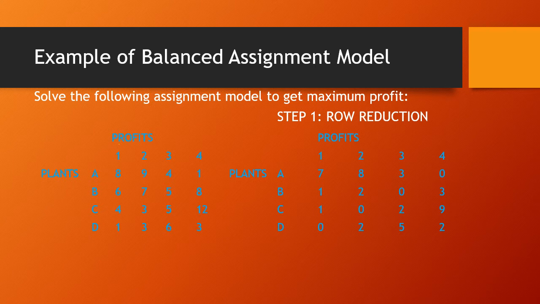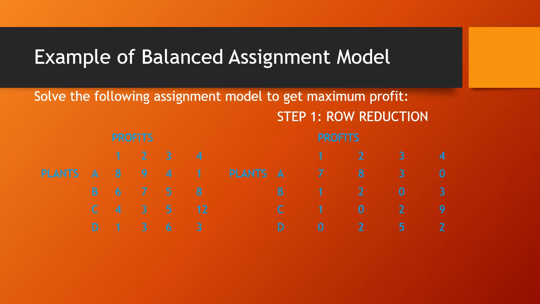Let's look at step 1, which is the row reduction. Step 1 says, select the smallest element in each row and subtract it from every other corresponding element of that row. If you look at this question now, the smallest element in this first row is 1. So we now subtract this 1 from every other element in that row. Then we have 8 minus 1, that is 7. 9 minus 1, we have 8. 4 minus 1, we have 3. 1 minus 1, we have 0.